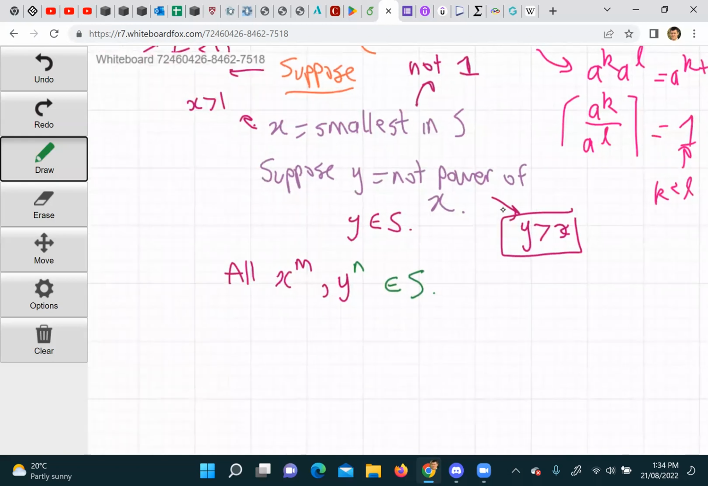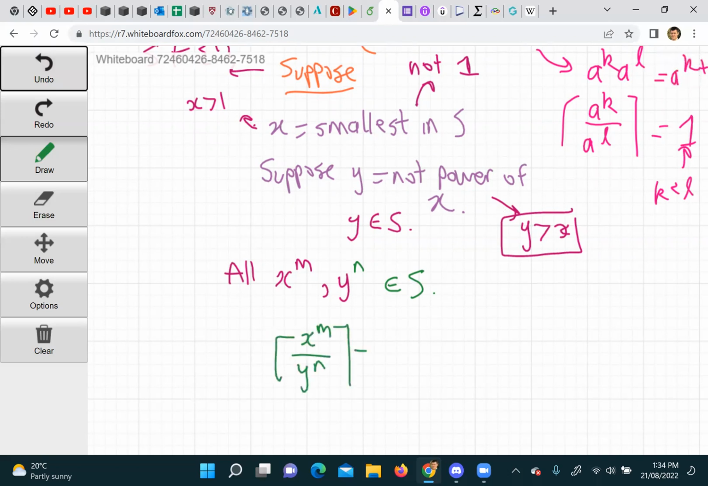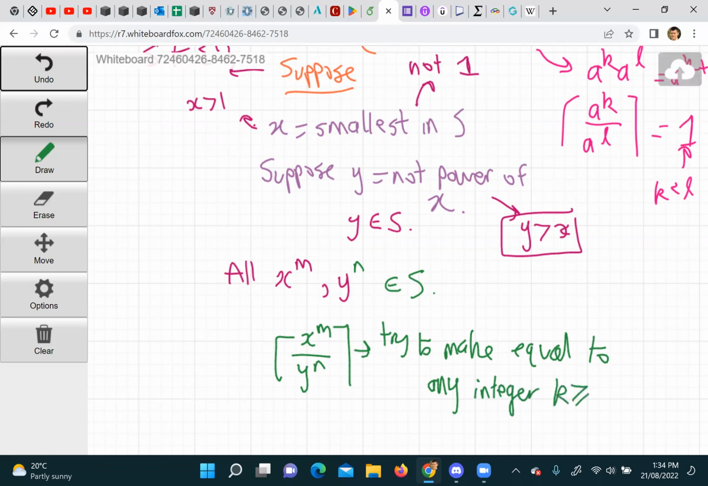So now we look at the interesting part. We look at the ceiling of x to the m over y to the n, and try to make it equal to whatever integer k you want. And here's where he uses this theory. This is the hardest part.